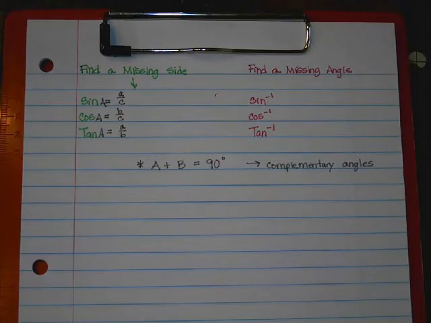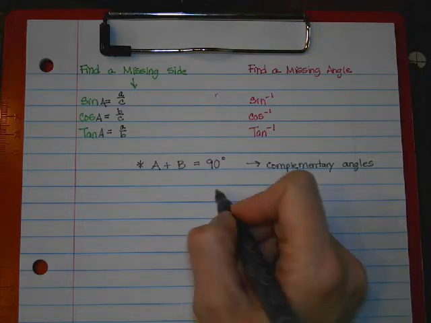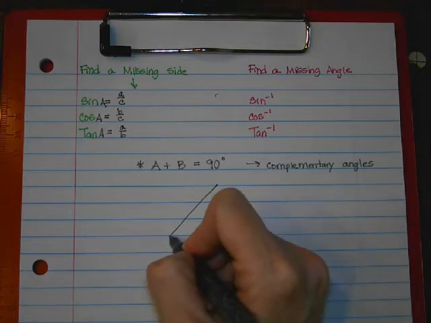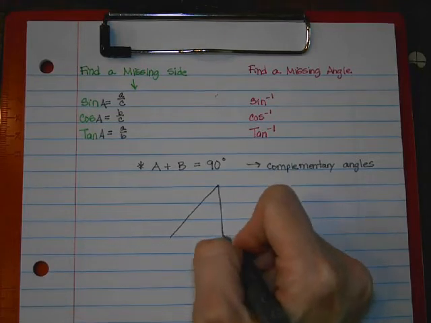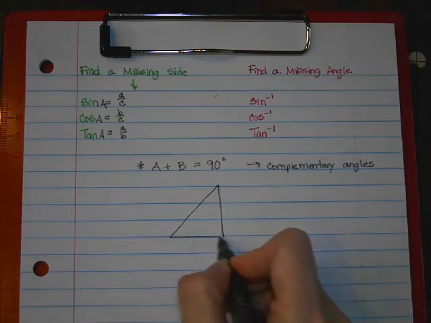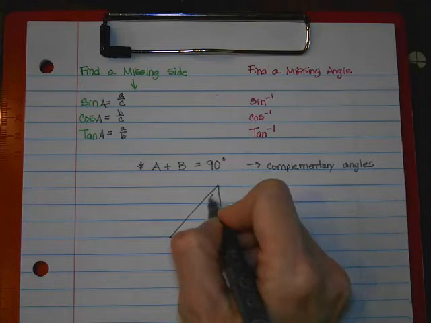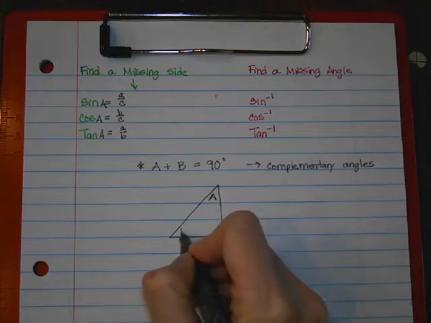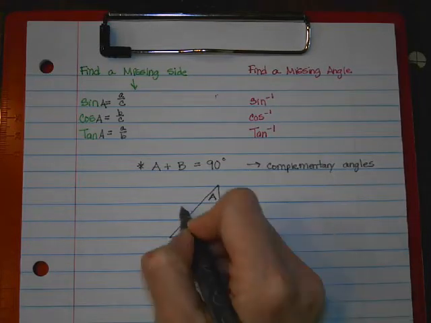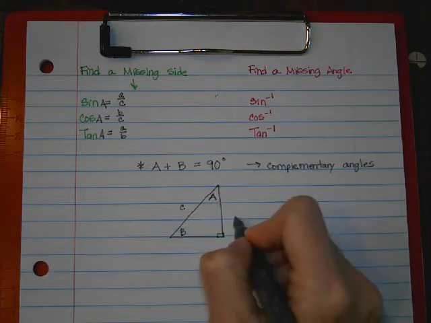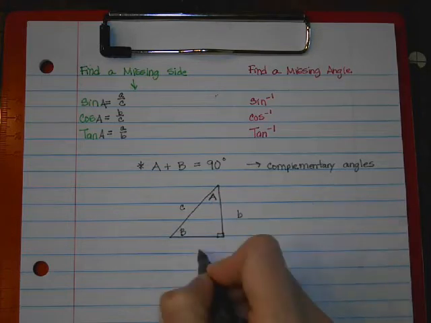Alright, so we're going to start out giving ourselves a little picture, and we're going to give some information of what we know and what they want us to find, and then we're going to go from there. Okay, so here we go. I'm going to go ahead and just give ourselves a picture of a right triangle. This would be angle A up here. This would be angle B. This would be little c. This would be little b. And this would be little a.